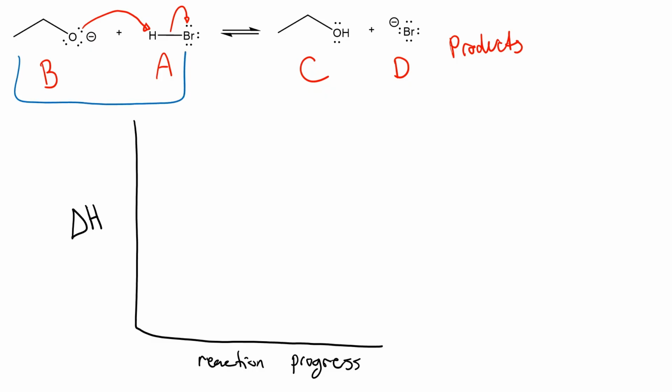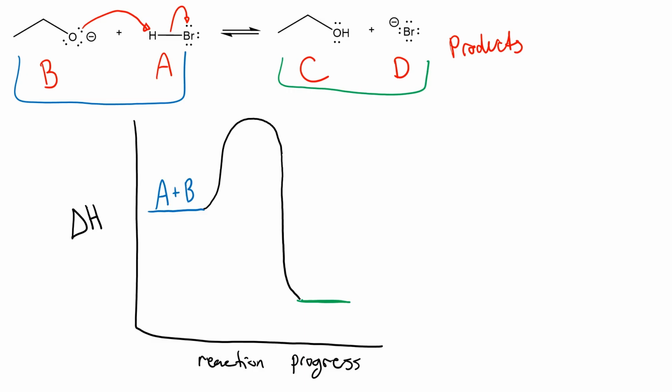So now let's place these on our graph and start to work towards representing this graphically. Let's start by putting our A and B, acid and base, here. There's a required amount of energy to deprotonate that hydrogen and make it bond to the O-. Call that the transition state. And then we get down here to our products C and D.